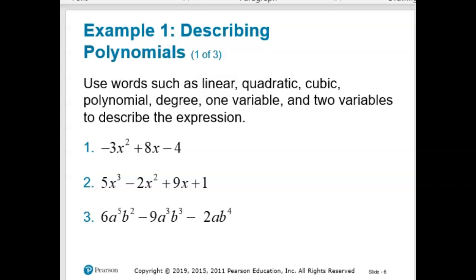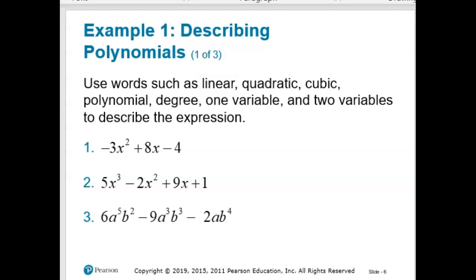So let's try a few of these. Number 1, how could we describe negative 3x squared plus 8x minus 4? Well, when we see that x squared, we know that any exponent that is equal to 2 is quadratic. So we can describe this as quadratic, we can describe it as one variable, and we can describe the degree as 2. Let's skip down to number 3.